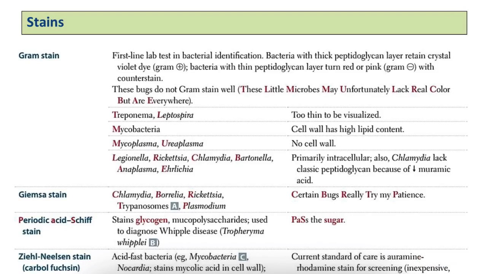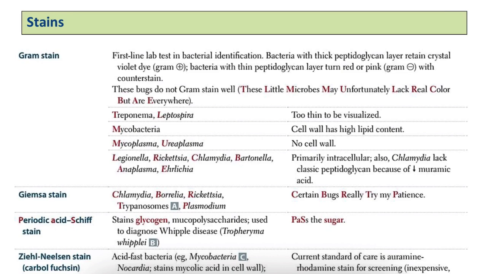So now we are in the First Aid Series, that is microbiology. Today our topic is stains. What does it mean? Whenever we visit any doctor with any infection or problem, they will tell us we have to do a culture. In that culture we have to do stains.